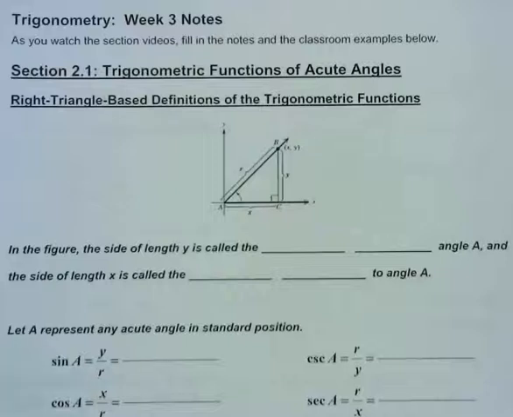This recording is for section 2.1. In this section we're going to talk about trig functions in terms of acute angles. Instead of looking at them as angles in a plane, we're just going to look at the trig functions as functions of an acute angle in a right triangle.